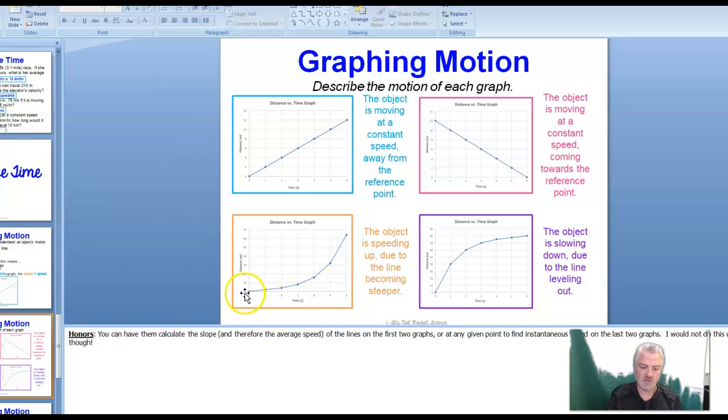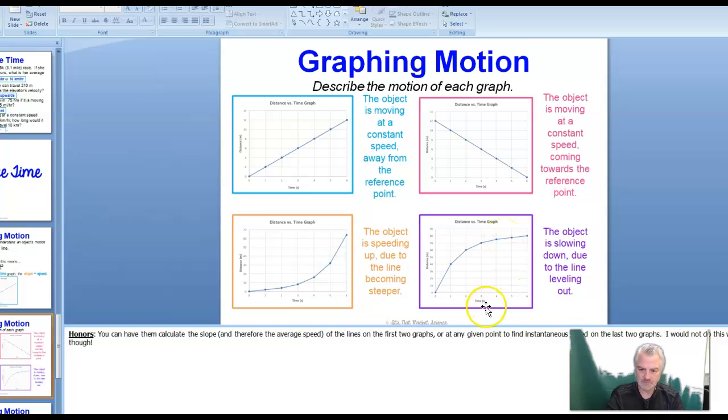This particular graph, what you'll notice is this, having this curve in it, is going to indicate that the object is speeding up or accelerating, which we're going to talk about in a little bit. This one here, what you'll notice as it's going up, the object is beginning to slow down. And you could calculate the speed of this object at different intervals, and you'll find out that it's actually slowing down until it's almost coming to a stop here and no longer moving. And so that's when it starts to level out, that's what's going on.